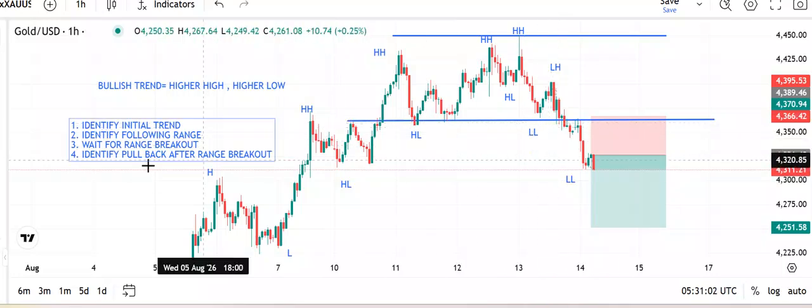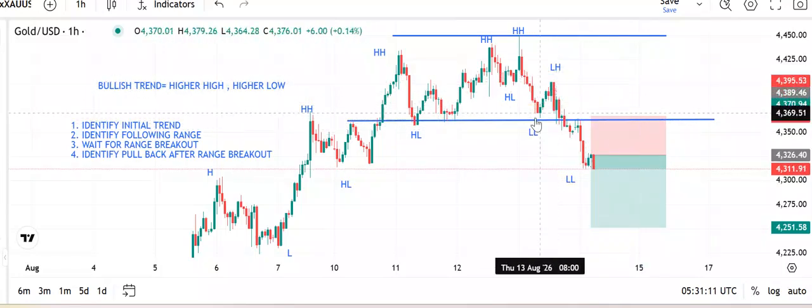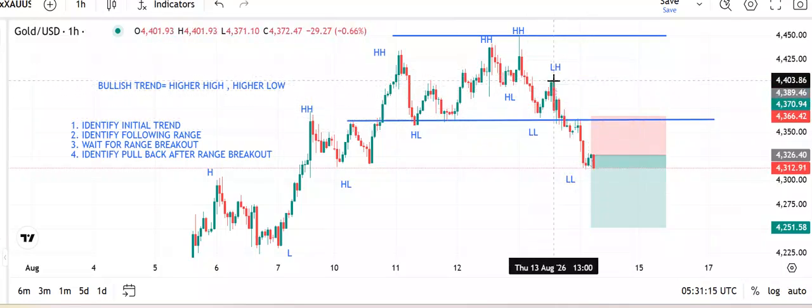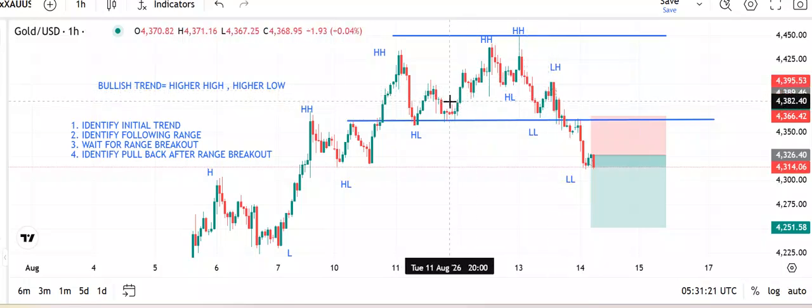If that happens, identify pullback after range breakout. So after this range breakout must have happened, then look back. Was there a pullback before seeing this range breakout? Of course, this is the pullback. And that takes us to the next point.